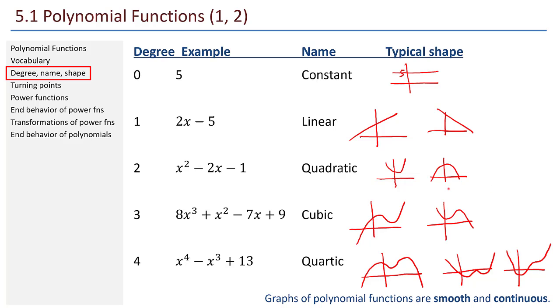One thing that's common to all of these polynomials is that graphs of polynomial functions are smooth, and they are continuous. The domain of a polynomial function is negative infinity to positive infinity. The domain is the set of all real numbers. I can put any real number I want into a polynomial function.